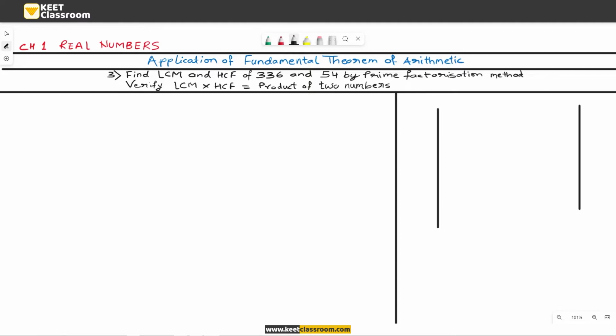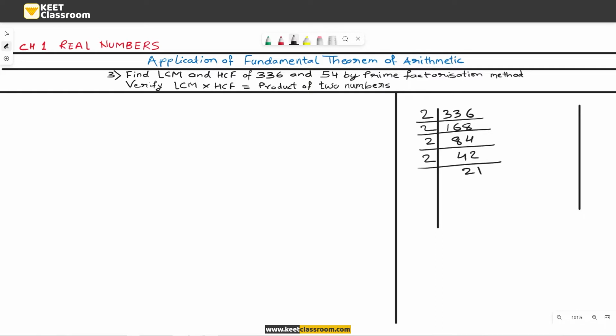So let us take the number 336 and find the prime factors in the working column. So 336, on dividing it by the smallest prime number 2, we get 168. On dividing 168 by 2, we get 84. Again, on dividing 84 by 2, we get 42. On dividing 42 again by 2, we get 21.